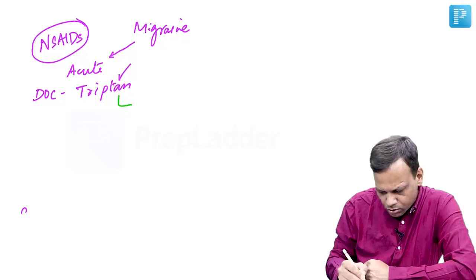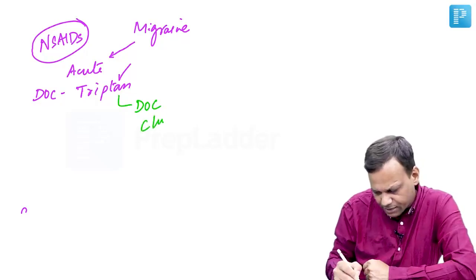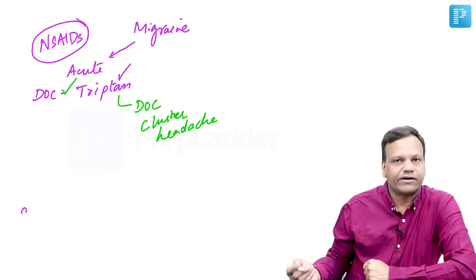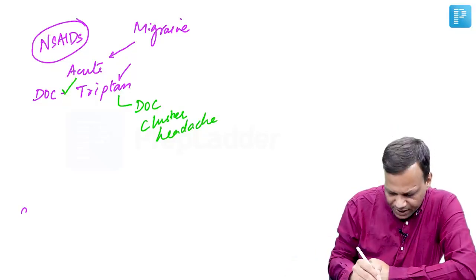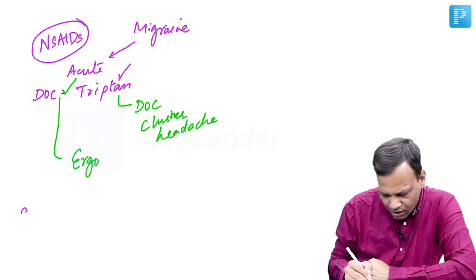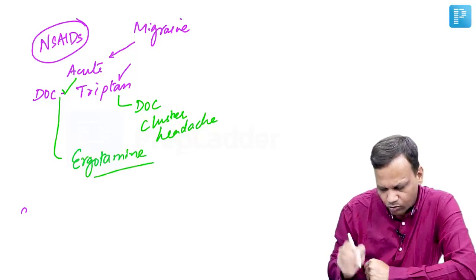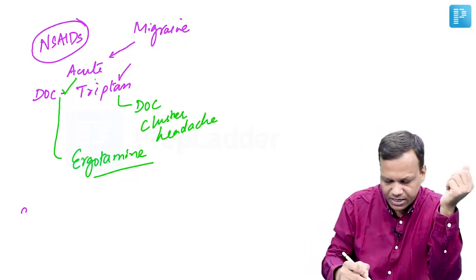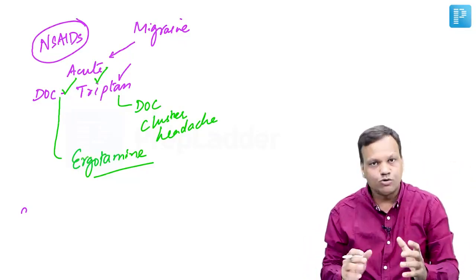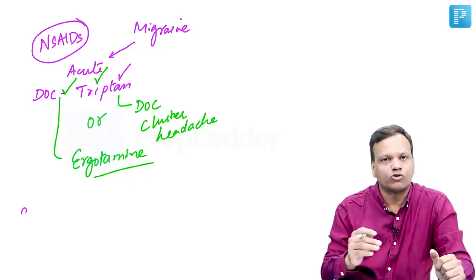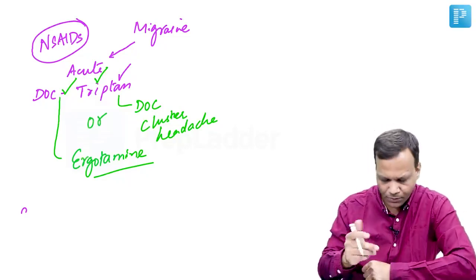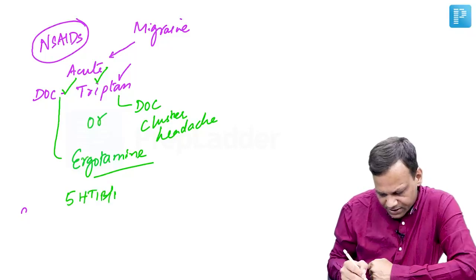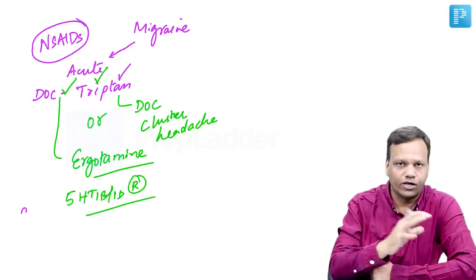If NSAIDs are not able to control for severe migraine, we can use triptans. Another thing, triptans are also drug of choice for cluster headache. Triptans can be used for cluster headache also. Migraine, they are drug of choice. Second thing, apart from triptans, another drug we can use is ergotamine. But ergotamine can cause severe vasoconstriction in the periphery, which can lead to gangrene. So we prefer triptans over ergotamine. But whenever used, we have to use any one of them, not both of them. They should not be given together. Both of these drugs act by stimulating 5-HT1B, 1D receptors. These are drug of choice for acute migraine.